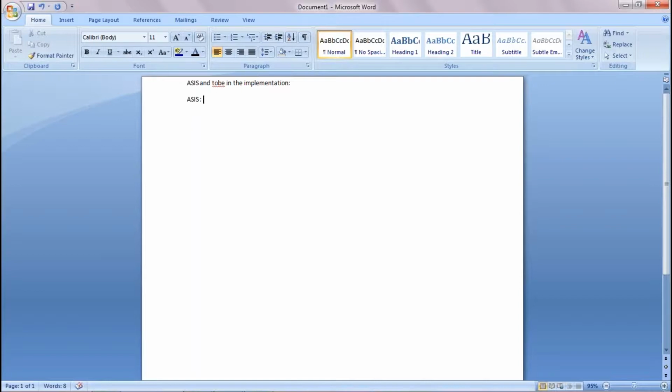As is means the current system as of now, like an old ERP. As is means the current system on which you are working, like maybe it's an old ERP. And when you try to convert this into SAP, it will be the to-be, the new ERP system, like SAP ERP. Okay.